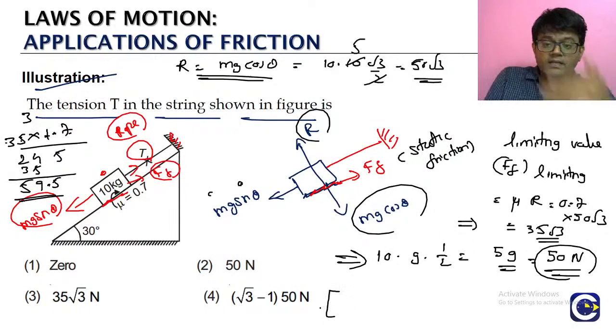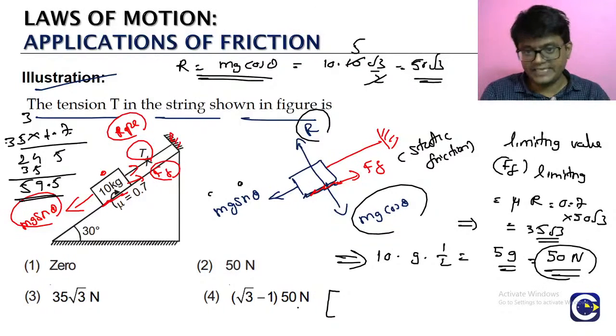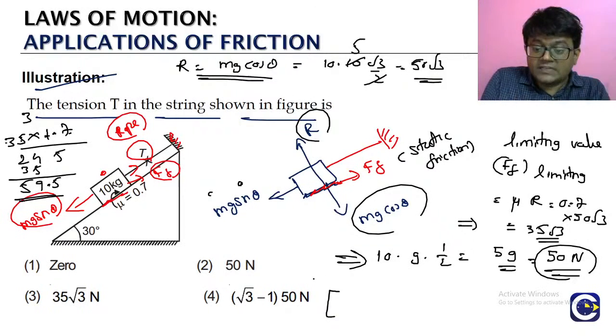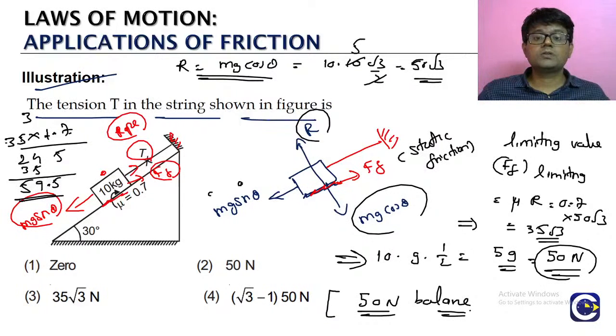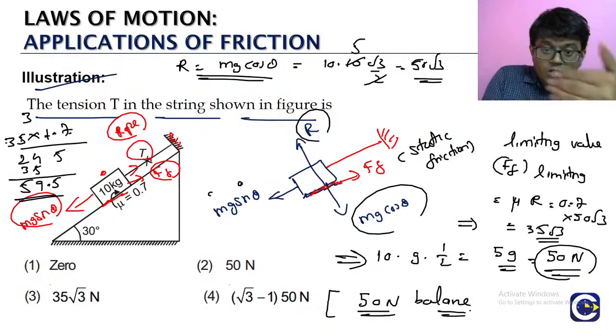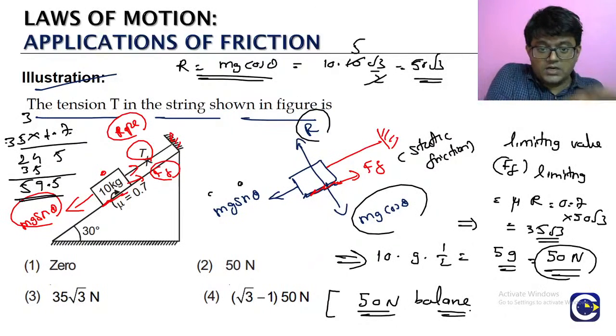Which means the down the plane force is lesser than the limiting value of static friction. But what about the static friction? It's an adjustable friction, right? Its value can adjust. So what is going to happen? The static friction will adjust its value such that it is able to simply balance this 50 newtons. So the object is held at rest. Now, is there any net force down the plane? There is no net force down the plane, because whatever the component of the weight along the plane is balanced. It is taken care of by the static friction.